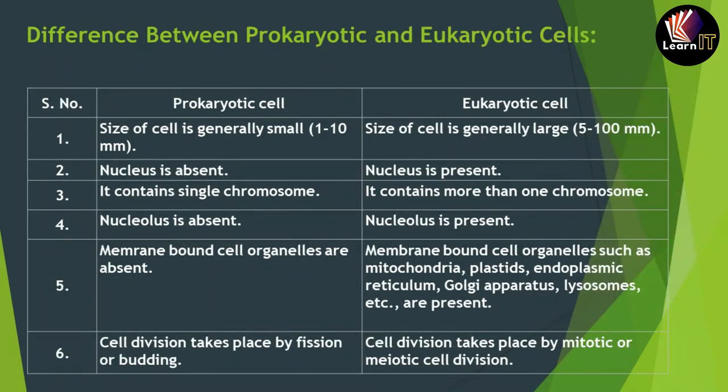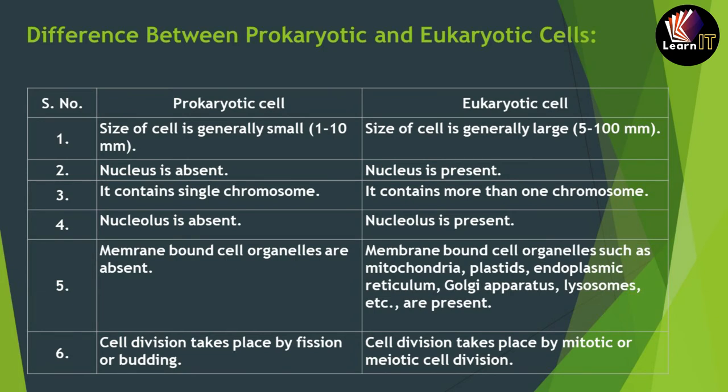Now let me explain further about the prokaryotic cells and eukaryotic cells. The size of a prokaryotic cell is generally small, from 1 to 10 micrometres, and eukaryotic cell size is generally very large when we compare it with prokaryotic cells. In prokaryotic cells, basically the nucleus is absent, and in eukaryotic cells, the nucleus is present. Prokaryotic cells contain only a single chromosome, and chromosomes are essential for the transport of genetic information. And eukaryotic cells contain more than one chromosome.